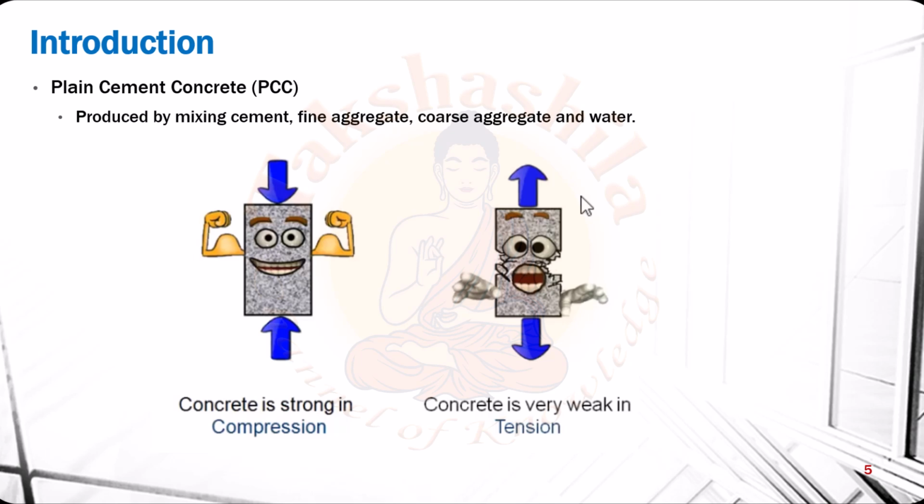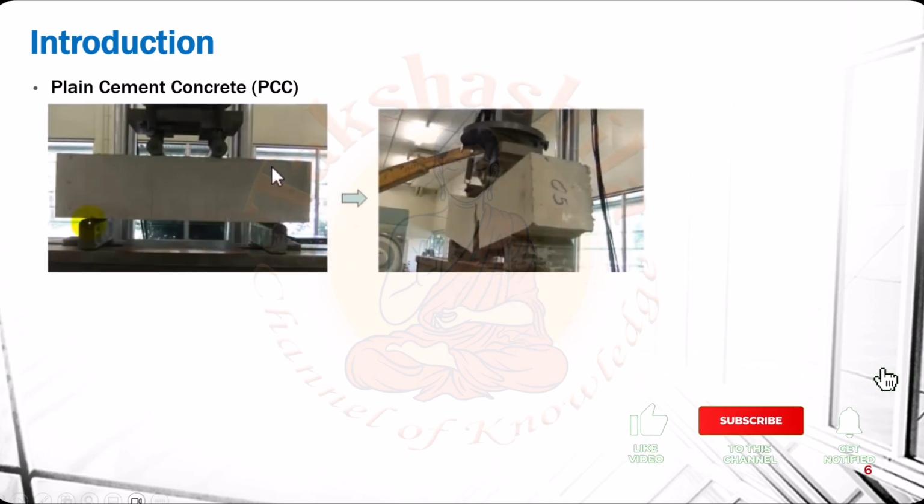It will easily get damaged. This slide shows a test conducted on a plain cement concrete beam. You can see one beam kept in a universal testing machine. It is supported at the bottom and the load is provided at 2 points on the top. After some time, when the load is increased, the beam gets damaged.